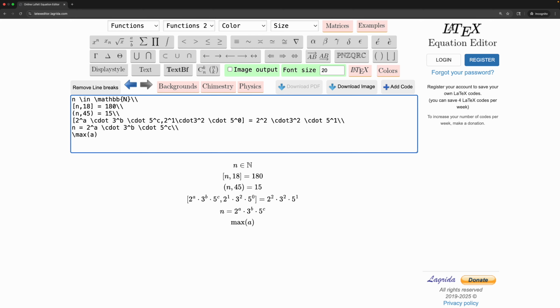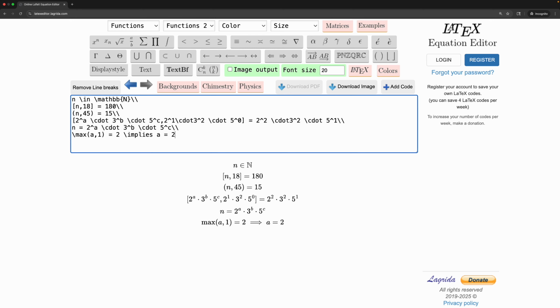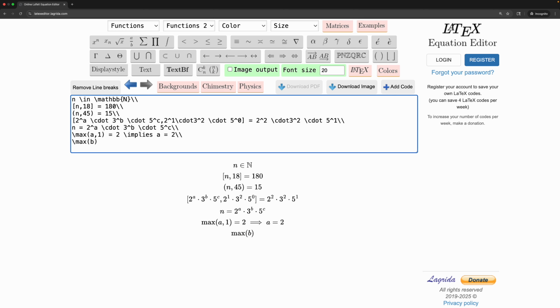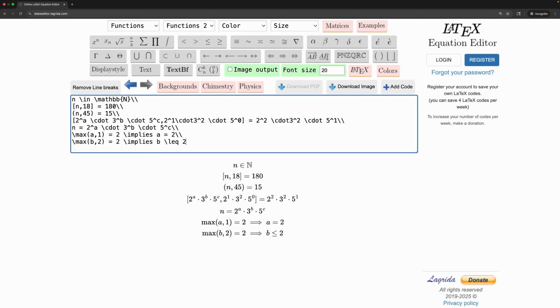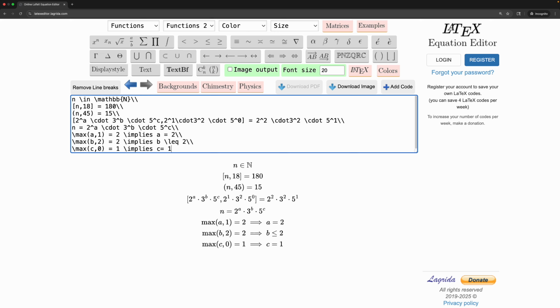The maximum of a and 1 has to equal 2. This implies that a equals 2. Next, we see that the maximum of b and 2 must equal 2. This implies that b is less than or equal to 2. Remember that b is also non-negative. And last, we have the maximum of c and 0 is 1. So c equals 1.